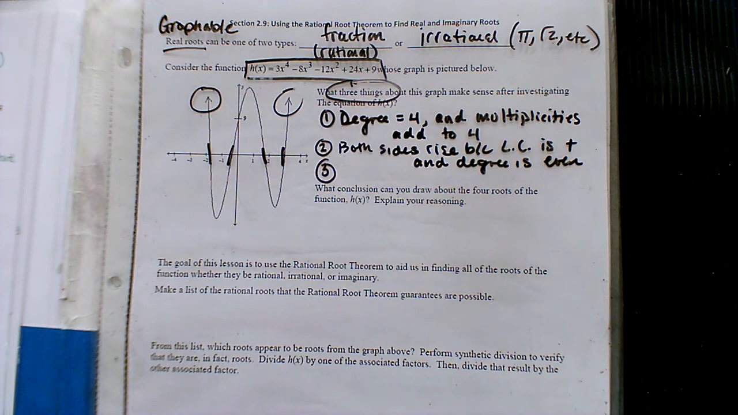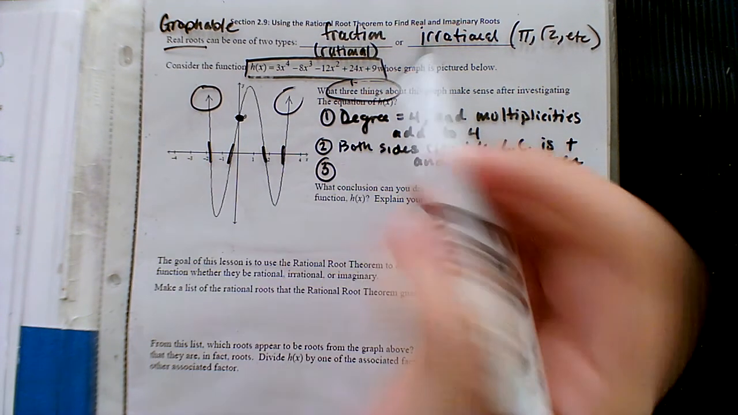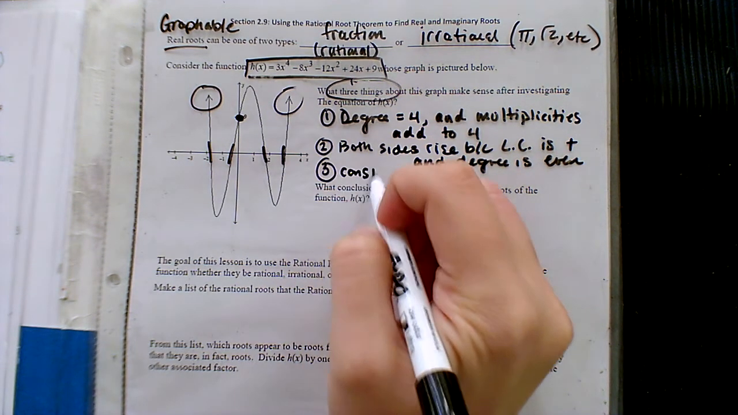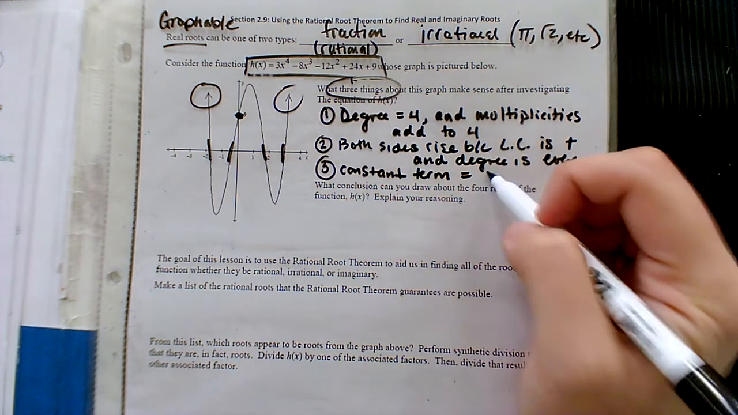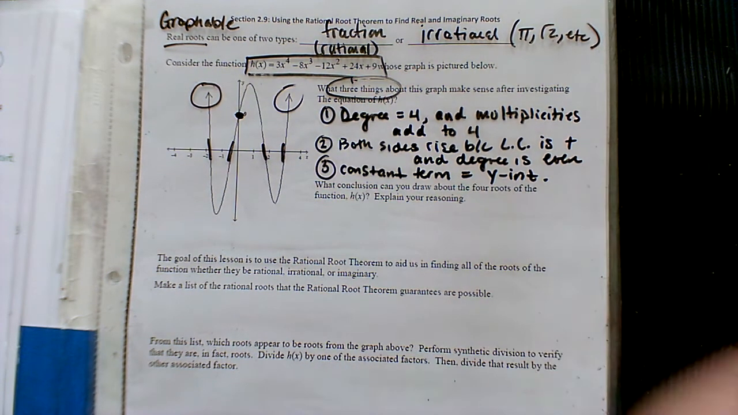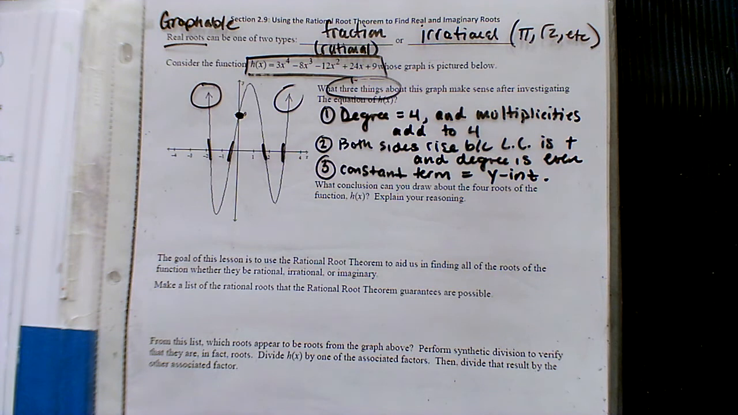Looks good. Speaking of that 9 that Eli mentioned earlier, can we take a look at that one? Yeah? The y-intercept is at 9. The y-intercept is 9. Okay, so constant term equals y-intercept. Those match. Good.